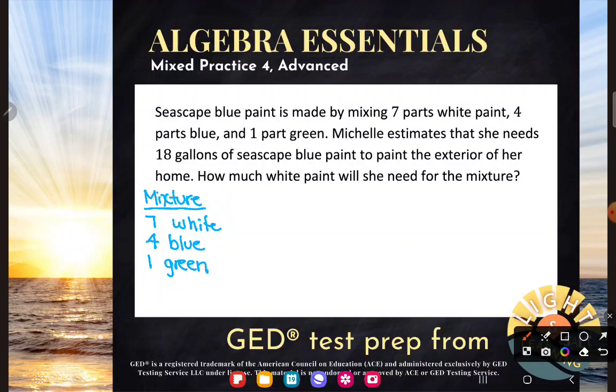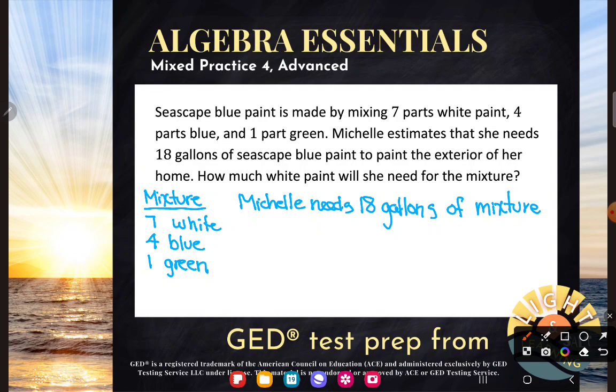Michelle estimates that she needs 18 gallons of Seascape blue paint to paint the exterior of her home. Okay, Michelle needs 18 gallons. Now, you need to think about this. 18 gallons of what? Is it 18 gallons of white? Is it 18 gallons of blue? Is it 18 gallons of green? No, it's 18 gallons of this Seascape blue, this final paint mixture. So she needs 18 gallons of the mixture.